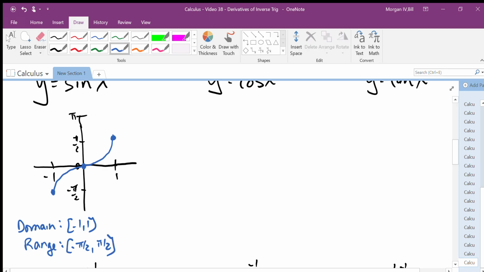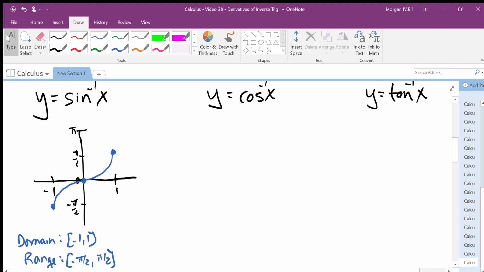So we need to know that graph. We need to be able to picture that graph. What we're going to do is take the derivative of it. We're going to find in this video the derivative of the inverse sine of x. What function gives the slope of the tangent line at every point x on that curve? What function tells us that slope? That is the derivative, and that's what we will be looking for.